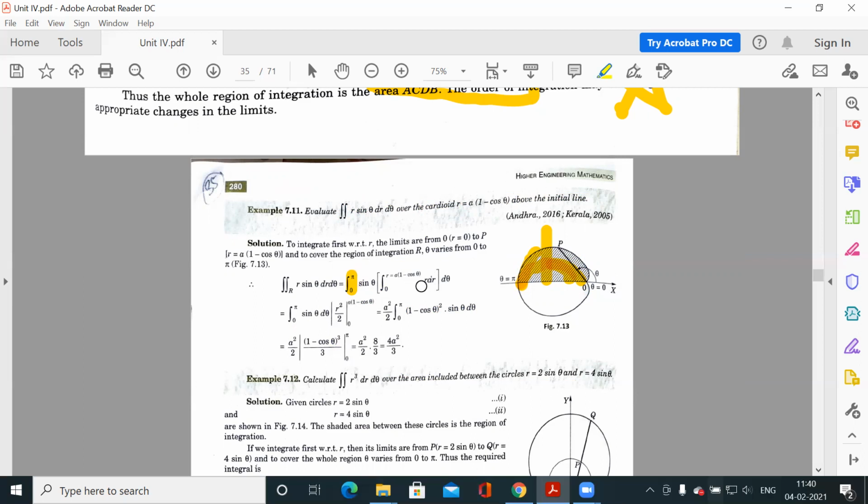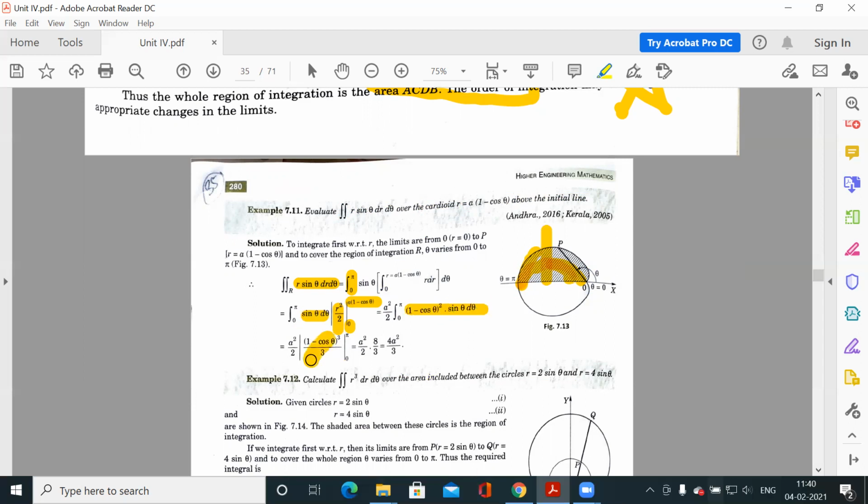Next, what is the function? r sine theta dr d theta. Our limits are 0 to r is equal to a(1 minus cos theta). First we will integrate with respect to r. Theta is constant with respect to r. So what is the integration of r? R squared by 2, with limits 0 to a(1 minus cos theta). Sine theta stays as it is. Apply the limits, and you will get this function.